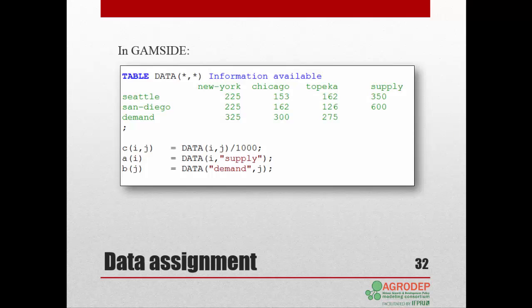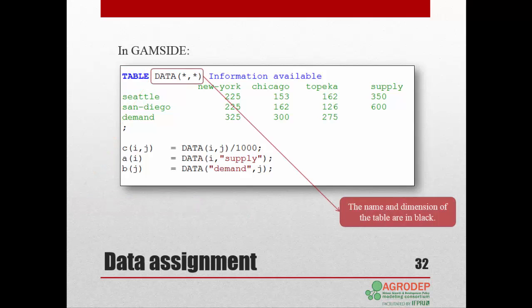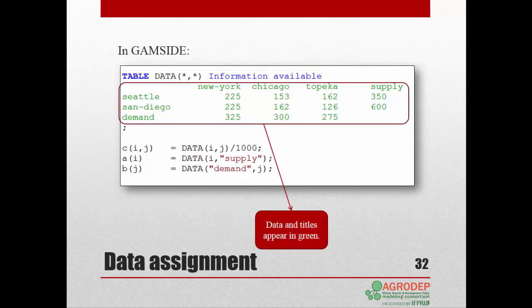In GAMS IDE, the different parts of the table statement will automatically appear in different colors. The GAMS statement appears in bold blue. The name and dimension of the table appear in black, and the explanatory text in blue. Finally, the data and the titles appear in green.